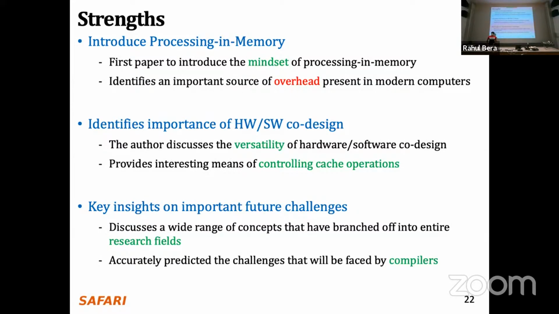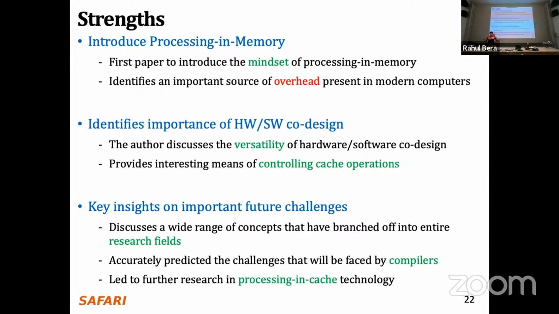The author also accurately predicted the challenges that will be faced by future compilers, which we'll also look into a bit more in the discussion section. And also, the paper led to further research in processing and cache technology, which is a bit new, I would say, because we've been talking a lot about processing in memory in class, and we have never really seen anything about processing in cache. But there's a lot of very recent processing in cache papers and work that has actually identified that processing in cache can provide some great benefits to specific workloads.